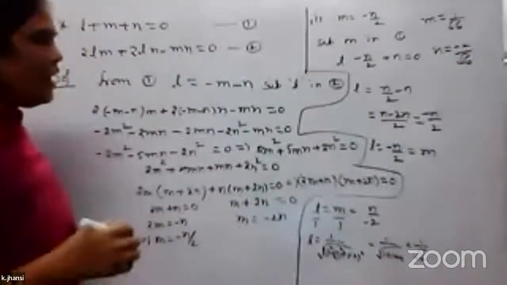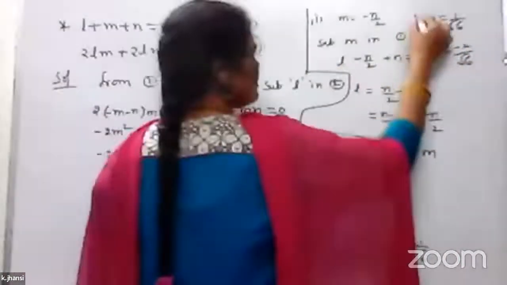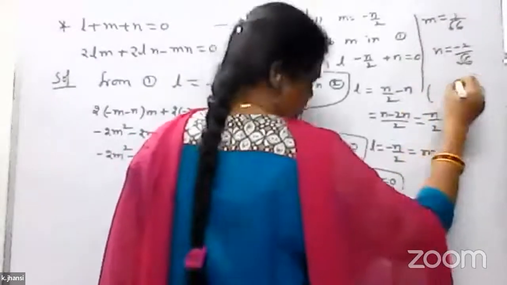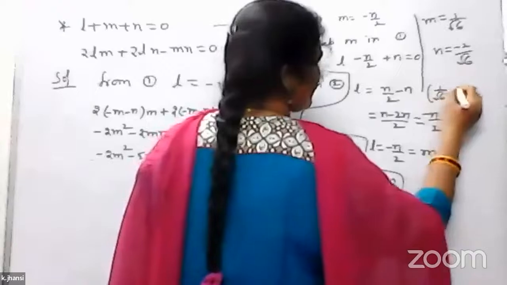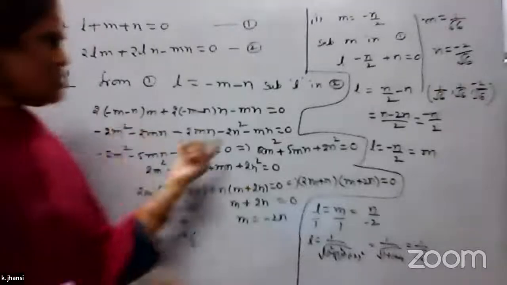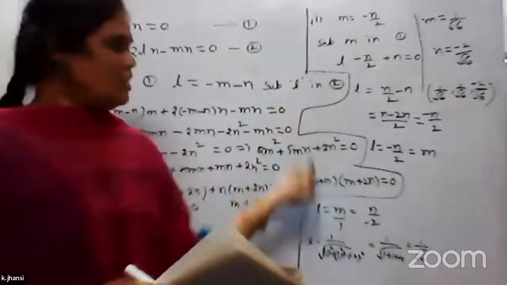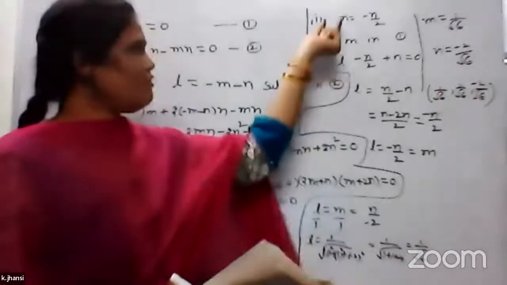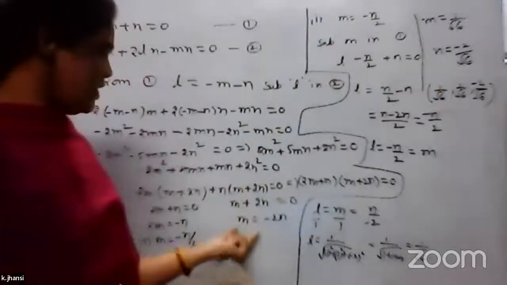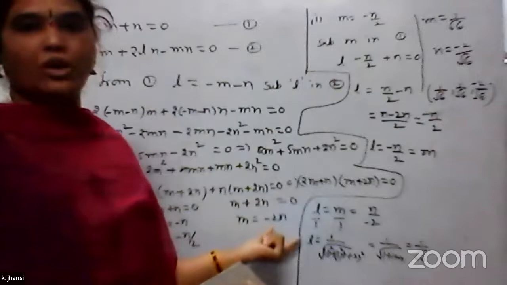So the direction cosines L, m, n: first L is 1 by root 6, next 1 by root 6, next minus 2 by root 6. So this is the procedure of finding the values. This is only for the case m equals to minus n by 2. Similarly, we have to find for the case m equals to minus 2n.